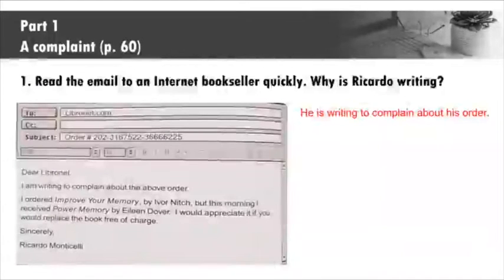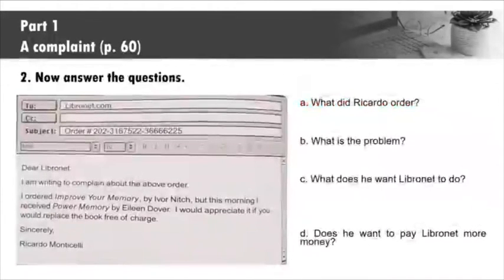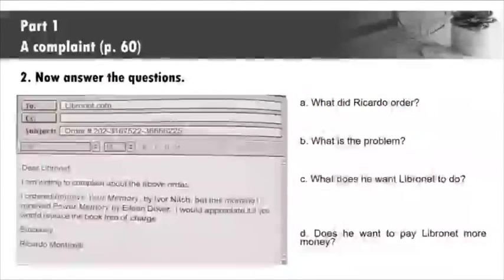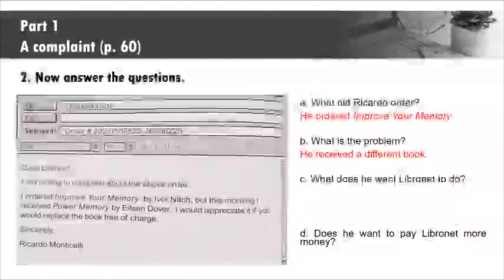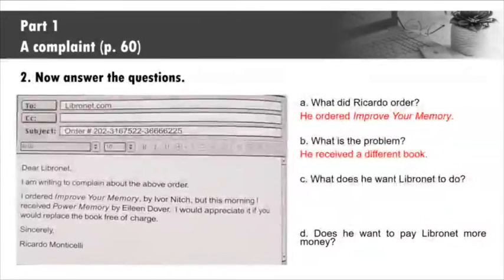Now, let's move on to question number 2. Now, answer the questions. A. What did Riccardo order? As you can see in the next sentence, it says, he ordered Improve Your Memory by Ivan Nietzsche. B. What is the problem? He received a different book. He ordered Improve Your Memory by Ivan Nietzsche, but he received Power Memory by Eileen Dover.